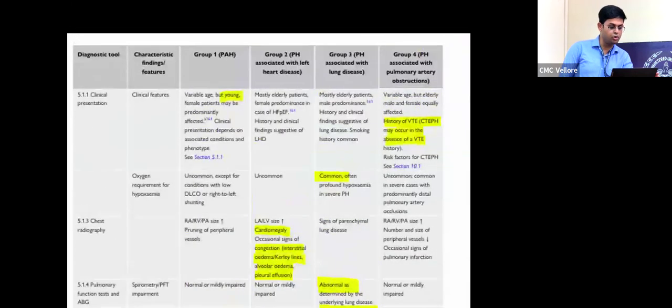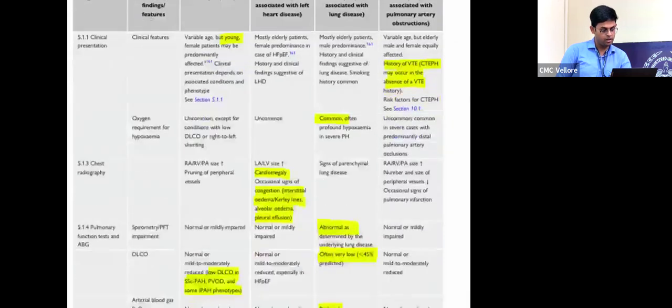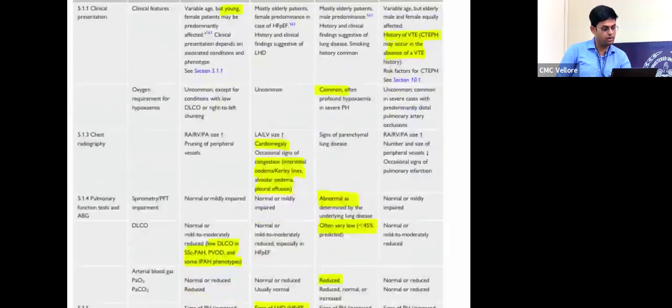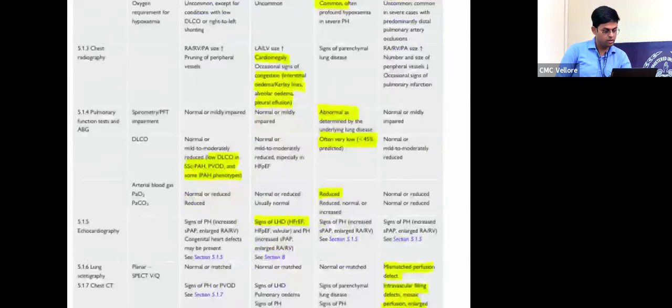If you go to group 2 patients, mostly they present with left-sided lesions, aortic stenosis, mitral stenosis, elderly patients presenting with HFpEF features or an LV dysfunction with pulmonary hypertension. Those are some of the classes of patients that present in group 2. Group 3 would commonly be hypoxemic with features of COPD or ILD. The pulmonary function test will be abnormal, and DLCO will be very low.